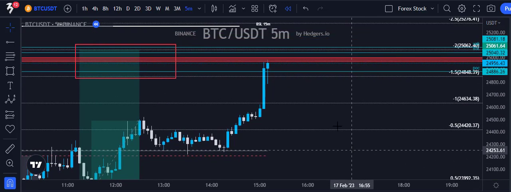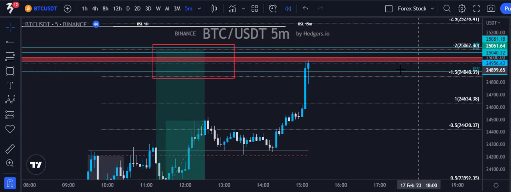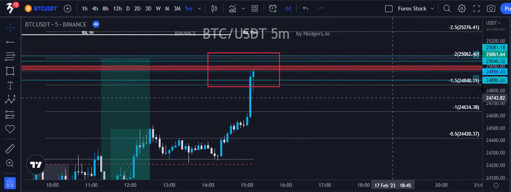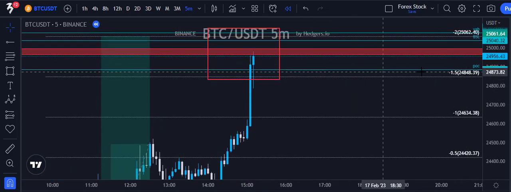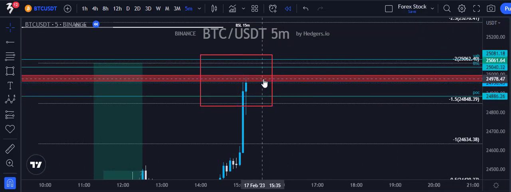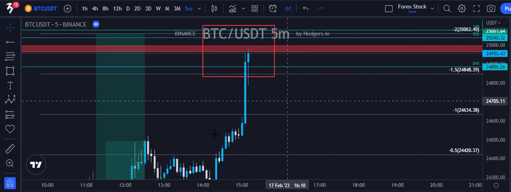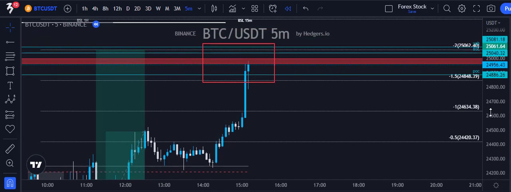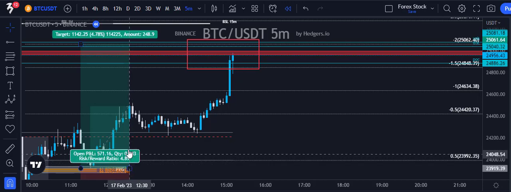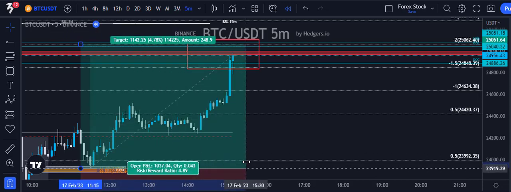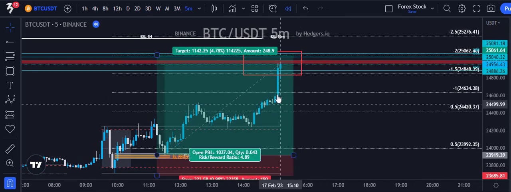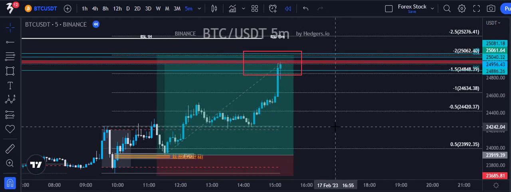Now you see here the target has been hit exactly to the dollar. POC has been taken out, 1.5 has been taken out, the standard deviation and the order block exactly. Now you need to take profit here. The profit taking is really necessary. If you are not taking profit and you are anticipating more upside, then you are not a good trader, because if the trader is not good enough to take profit, it's not good enough to trade.